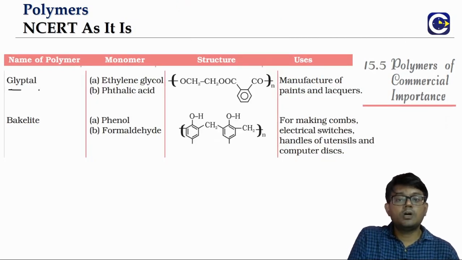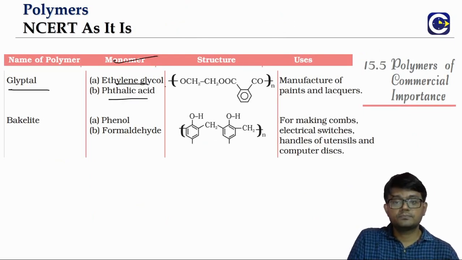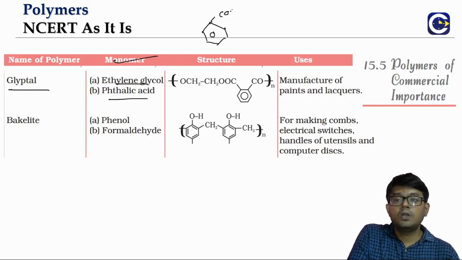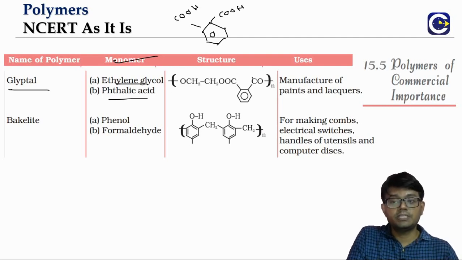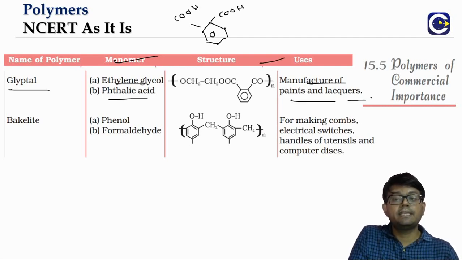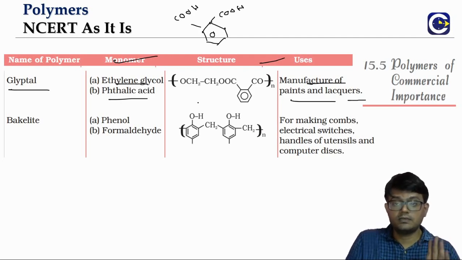Then we have glyptol. So glyptol is what? Ethylene glycol and phthalic acid. So what is phthalic acid? Benzene ring, we have 2 carboxylic groups in ortho position with respect to each other. Already we have seen this. Where is it used? Paints and lacquers. So remember, there will be always a question based on the structure.